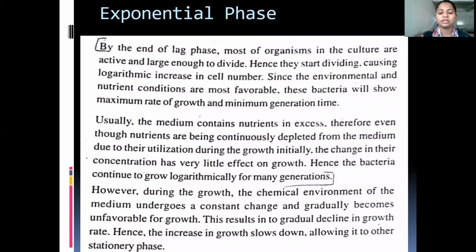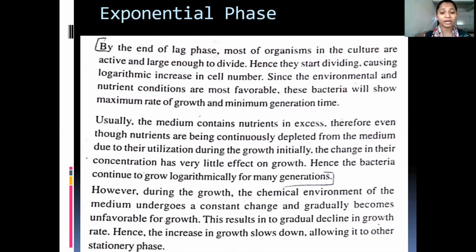Exponential phase. It is also known as the log phase, and it is the second phase of the bacterial growth curve. By the end of the lag phase, most organisms in the culture are active and large enough to divide. Hence, they start dividing, causing a logarithmic increase in the cell number. Since the environmental and nutrient conditions are most favorable, the bacteria show the maximum rate of growth and minimum generation time. That's why we call it the exponential phase.